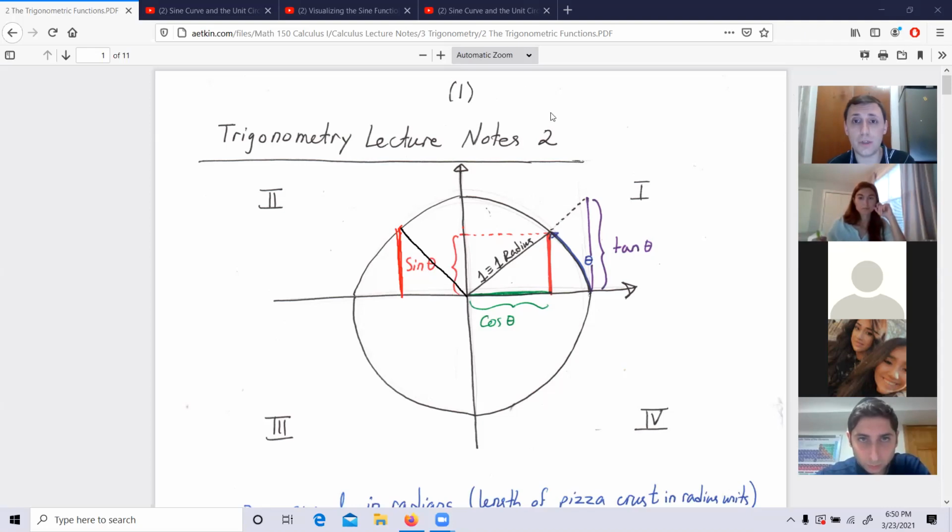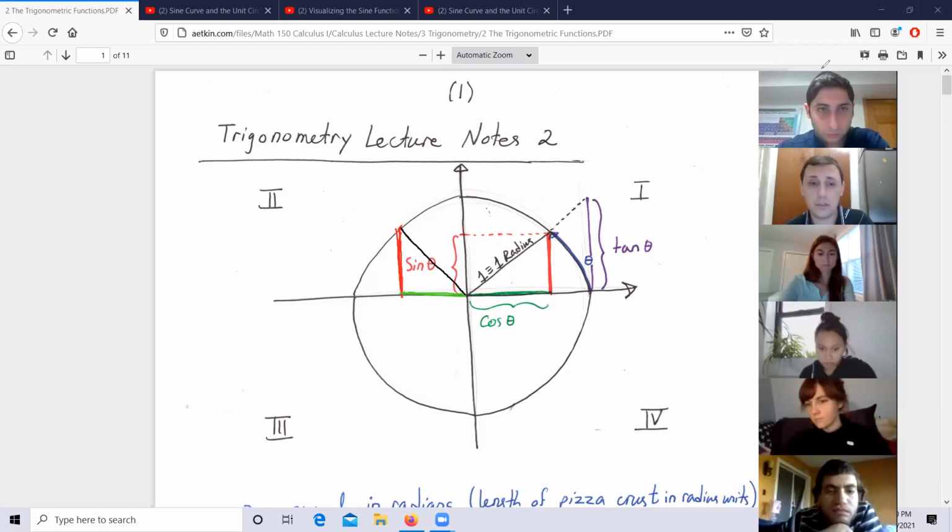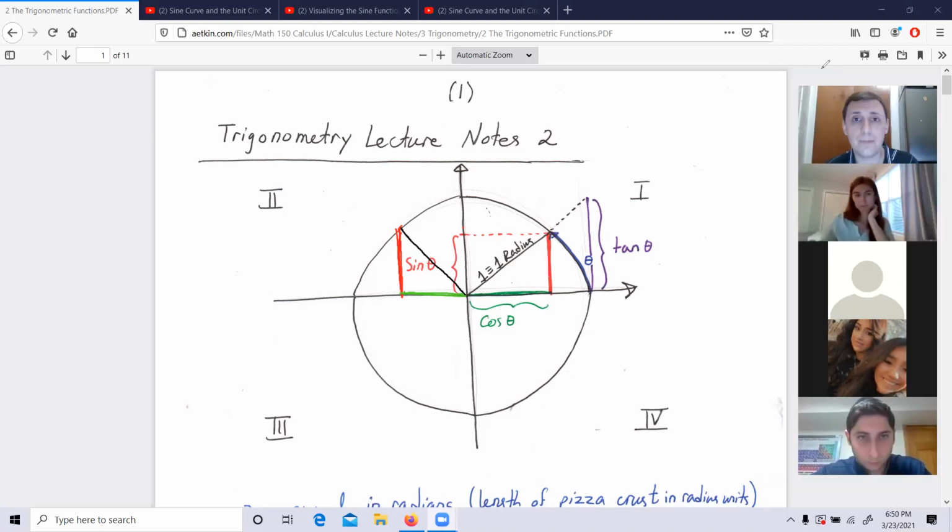What about cosine, my friends? Is cosine positive or negative in the second quadrant? Negative. Do you see why it's negative? Because cosine, the green segment, is over the negative x-axis. Yes, Elazar? Yes, Sarah? You see that it's over the negative x-axis. That's why cosine will be negative there. Beautiful, right?